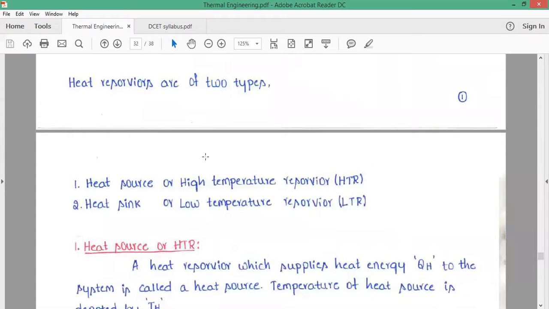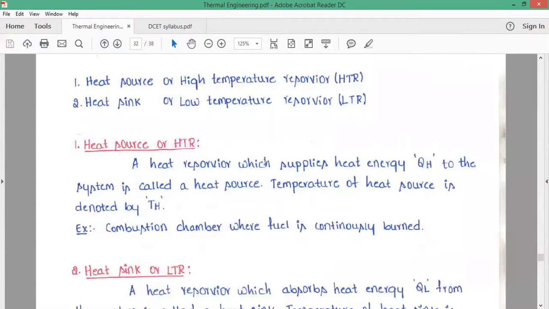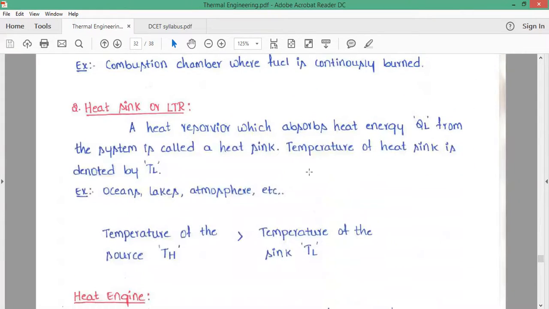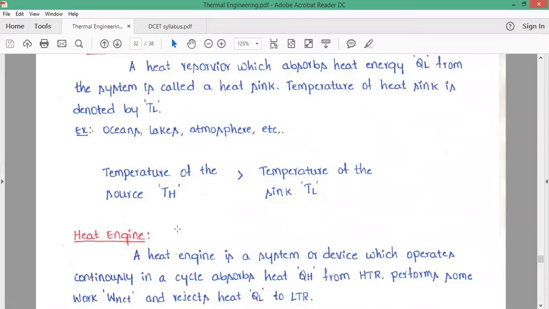Therefore, we have two types of heat reservoirs. One is the heat source, or the high temperature reservoir. The second one is the heat sink, or low temperature reservoir. The heat source is going to absorb or reject a large amount of heat energy without changing temperature. And the heat sink is going to absorb a large amount of heat energy without increasing any of its temperature. The temperature of the source is always higher than the temperature of the sink.